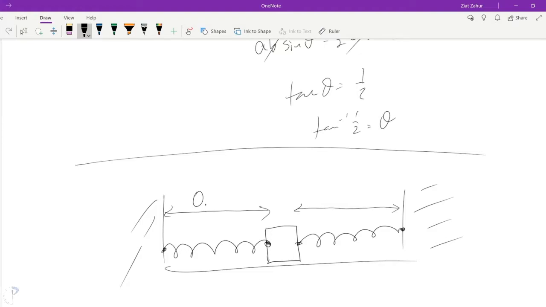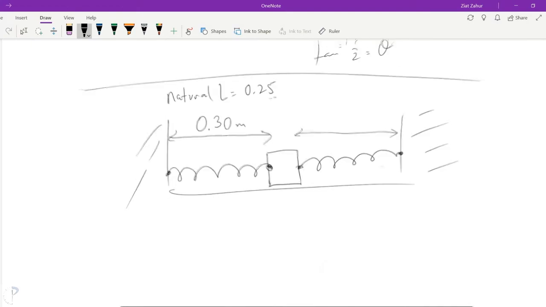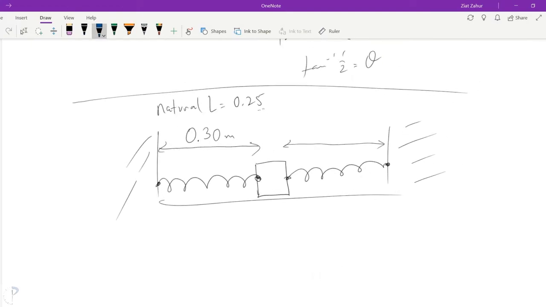It has been stretched out to 0.30 meters. Now the natural length is actually 0.25, meaning both springs are overstretched by 0.05 meters, 5 centimeters basically. So both springs are already under stress. Then you apply a force to pull on this block so that it moves a little bit. How much? It's going to move to the right 0.02 meters.